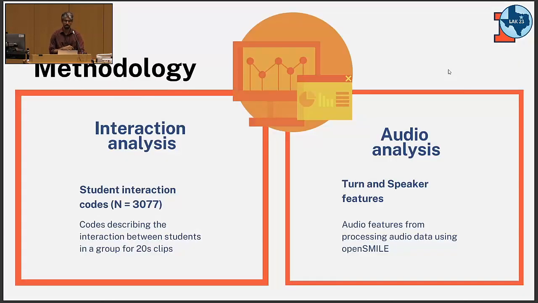All right. So the methodology used: we coded the video data for student interactions, and I'll briefly describe what those interactions are. The way we coded is we took a window size of 20 seconds, and for each 20 seconds we had coders coding for different types of collaborative behaviors. Then we took the audio data and ran it through voice activity detection software called OpenSmile, which is freeware, and we got turn and speaker information from that.